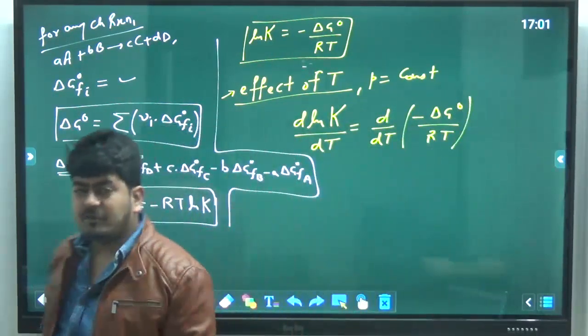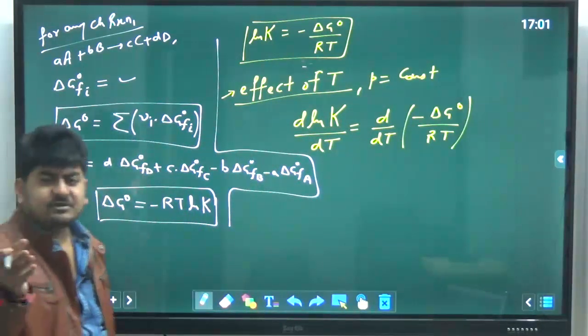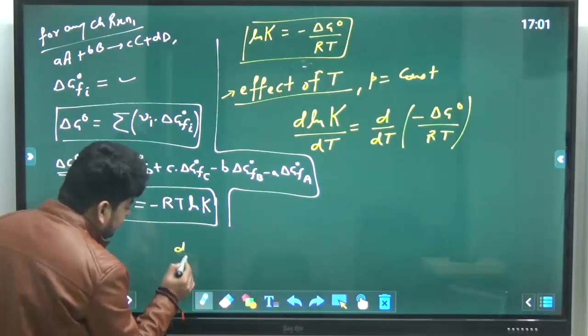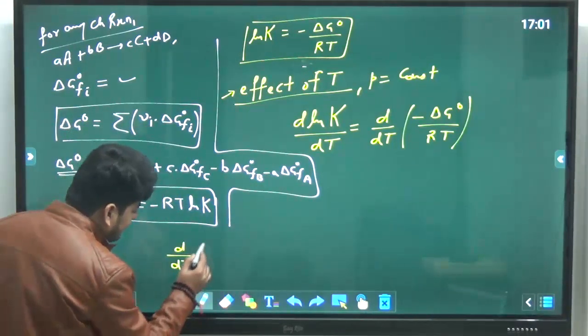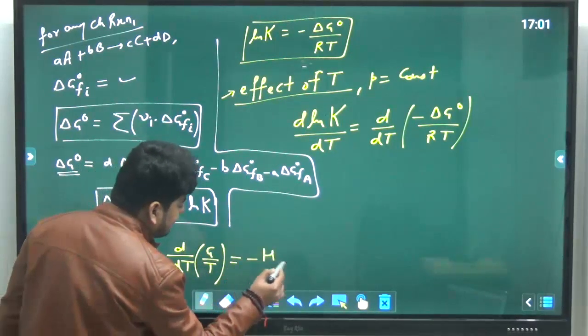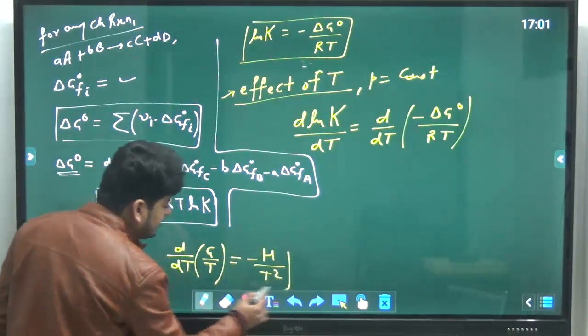So when we do the effect of temperature on fugacity, there is one thing in the derivation that I hope all of you should know, that d by dT of G upon T is equal to minus H upon T square.